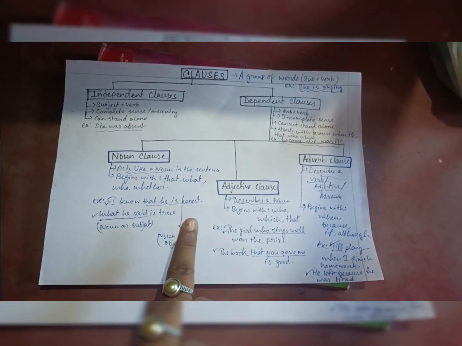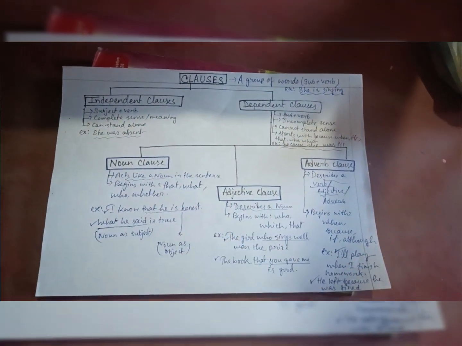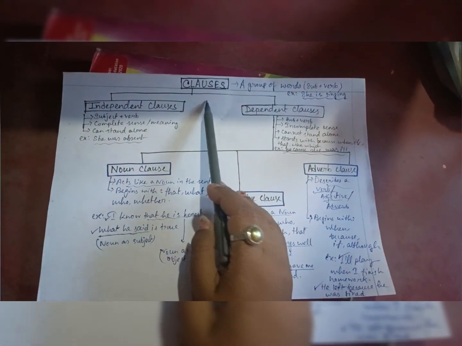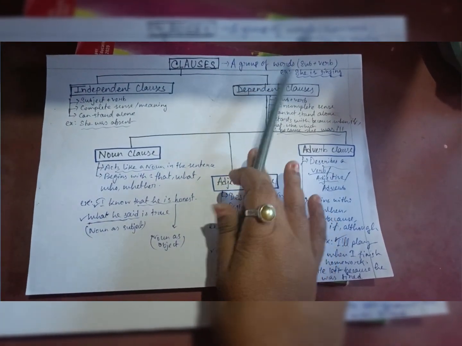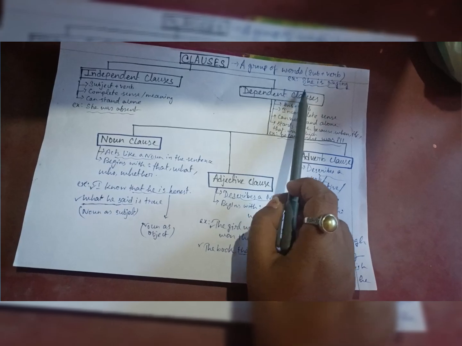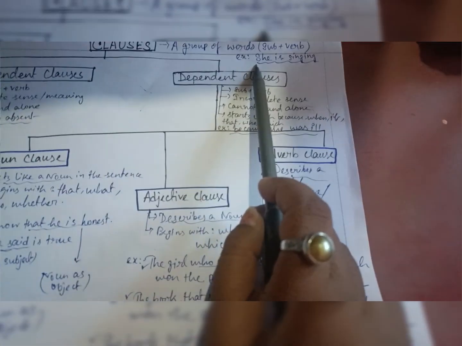So let's move to the chart that I have made for you all to make you understand this important part of grammar, clauses, better. First I have made this heading, clauses. So what is a clause? A clause is a group of words that has subject and verb. Here is an example.